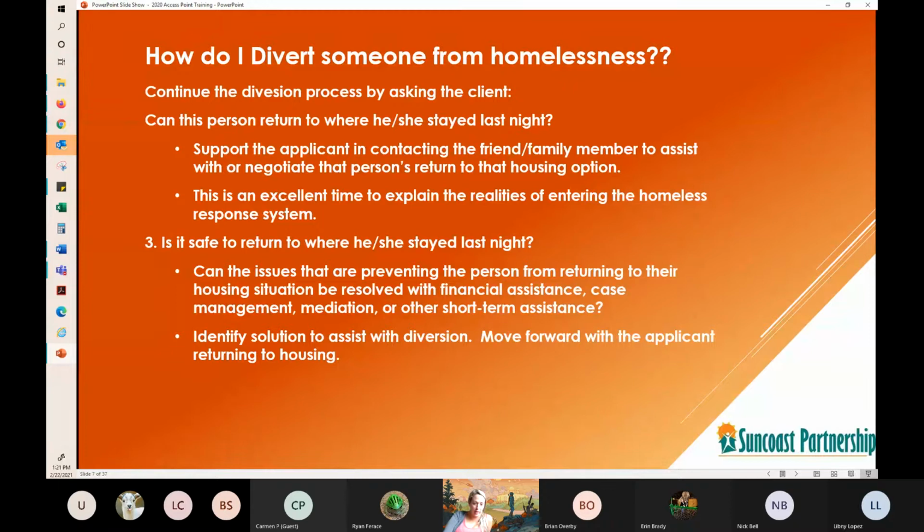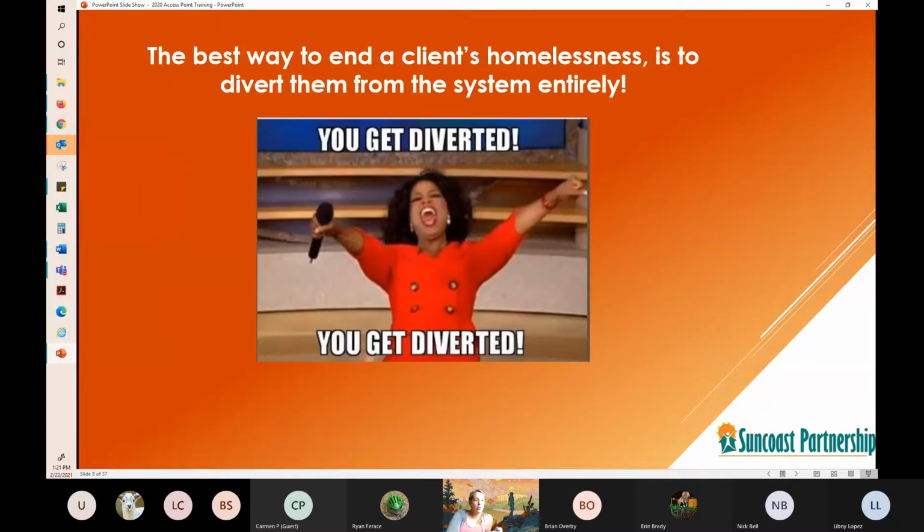If clients are safe to return to that place, can the issues that are preventing the person from returning be resolved with financial assistance, case management, mediation, or other short-term assistance? Identify solutions to assist with diversion. Move forward with the applicant returning to housing. That is the best outcome for this, is to have the client return to where they once were. So from there, the best way to end a client's homelessness is to divert them from the system entirely.